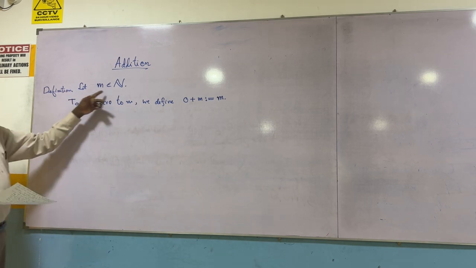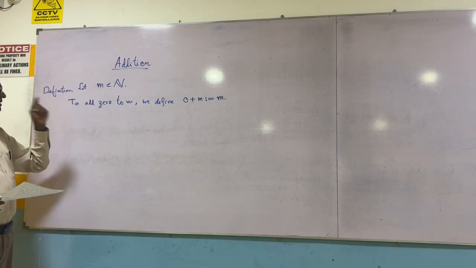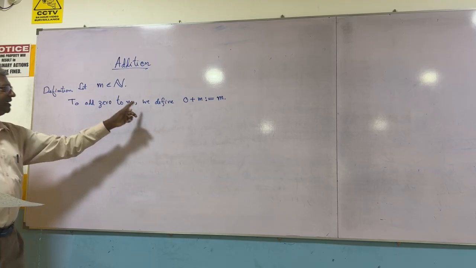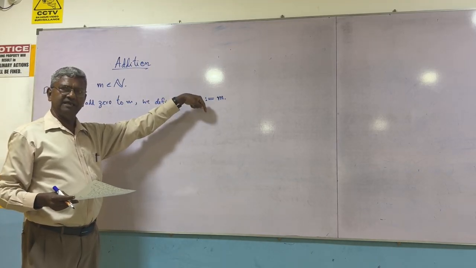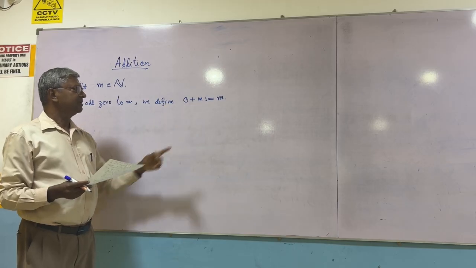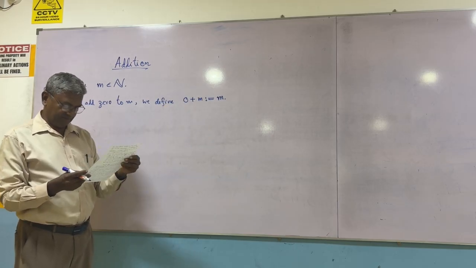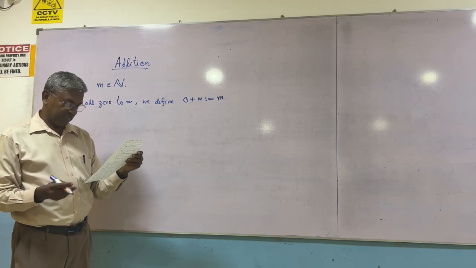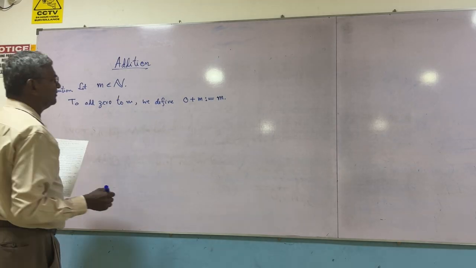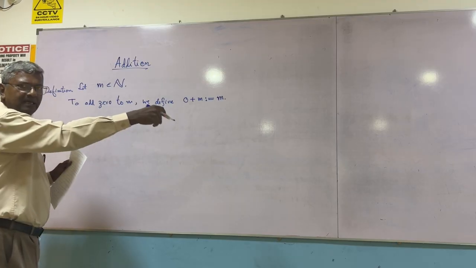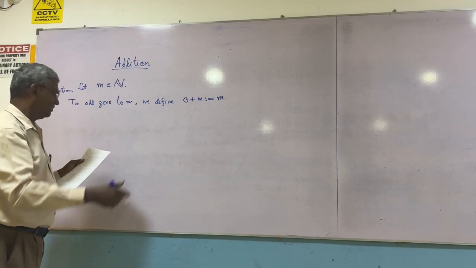M is a natural number. To add 0 to M, we define 0 plus M to be M, and I put this same notation to make sure it is addition. Now suppose inductively that we have defined how to add N to M. Induction style.